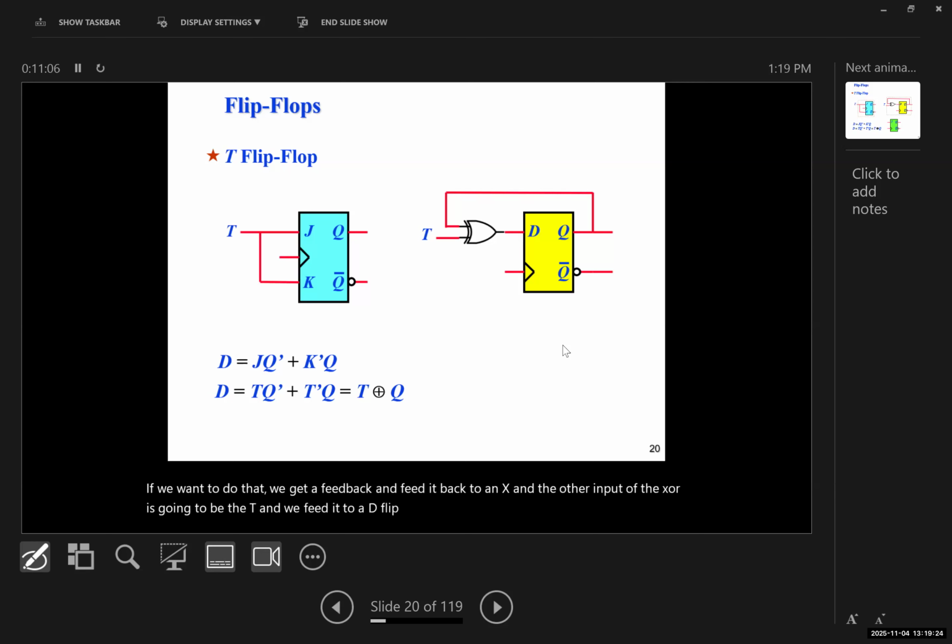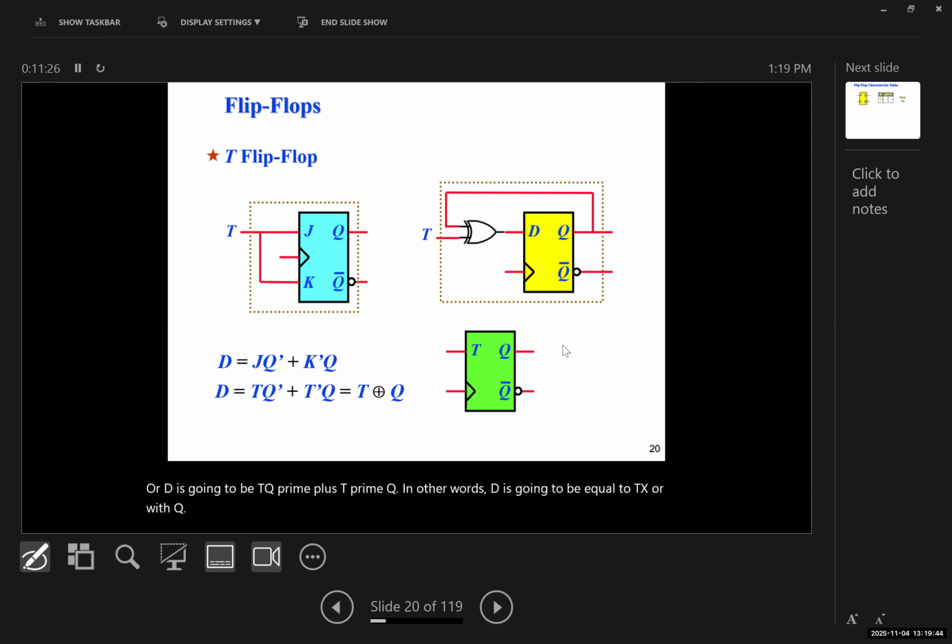So if we write down the equation, D is going to be JQ prime plus K prime Q, or D is going to be TQ prime plus T prime Q. In other words, D is going to be equal to T XOR with Q. The symbol for a T flip-flop looks like this.